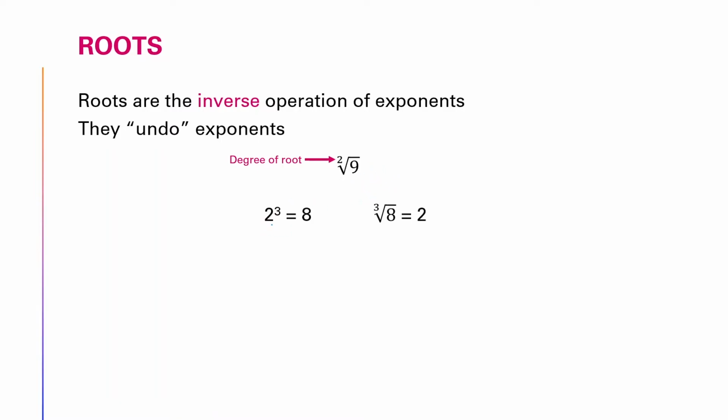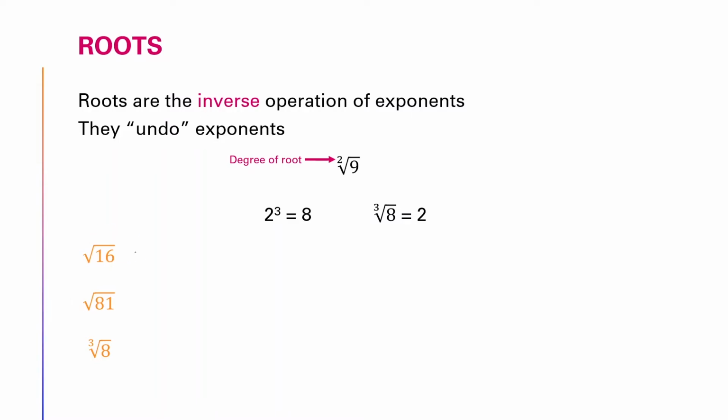So 2 times 2 times 2 gives us 8. Now if we want to find the number to the power of 3 which gives us 8, we do the cube root of 8. Cube root of 8 gives us 2. Now if we don't have a degree for the root, we just assume that it's a 2. So this is the square root.